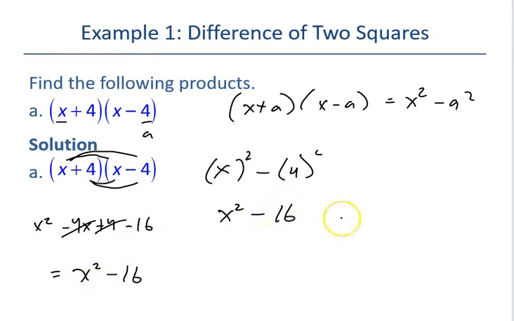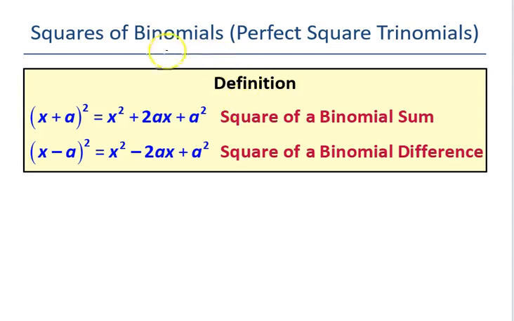I say that just to let you know, sometimes you may not see this, maybe you're just not trained to see it yet. If you don't, you can FOIL and you'll still get the exact same thing. Okay, let's continue on and let's look at a square of binomials, or a perfect square trinomial.